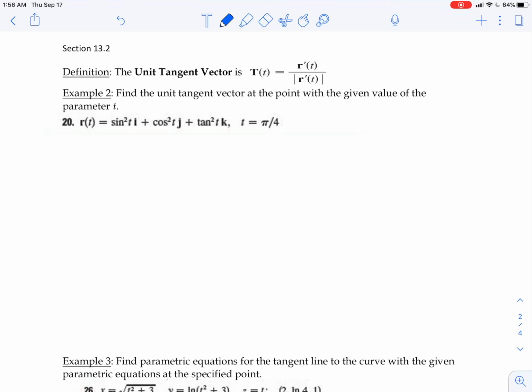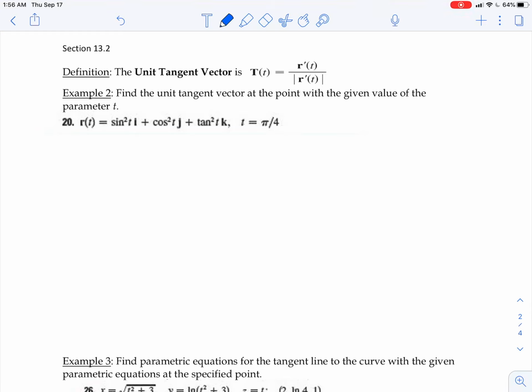Welcome to page 2, and now we're going to talk about the unit tangent vector. Remember, whenever we're trying to find a unit vector, we just divide by the magnitude of whatever vector we have. It's the same for the unit tangent vector. We take our tangent vector, which is r prime of t, and divide it by the magnitude of r prime of t. And that's the unit tangent vector.